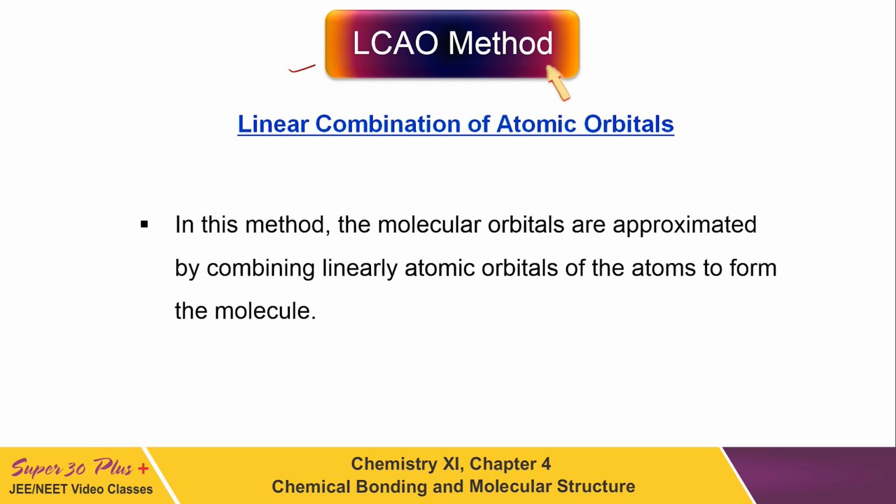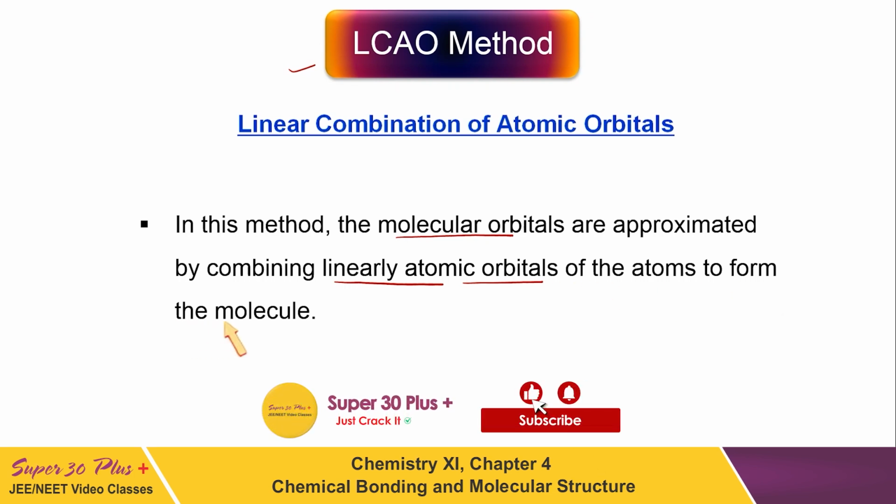Like I said, the LCAO method is the linear combination of atomic orbitals. What happens in the linear combination? In this method, the MOs are approximated by combining atomic orbitals linearly. What I said? That atomic orbitals linearly combine, and then they form molecular orbitals, and they form the molecule.